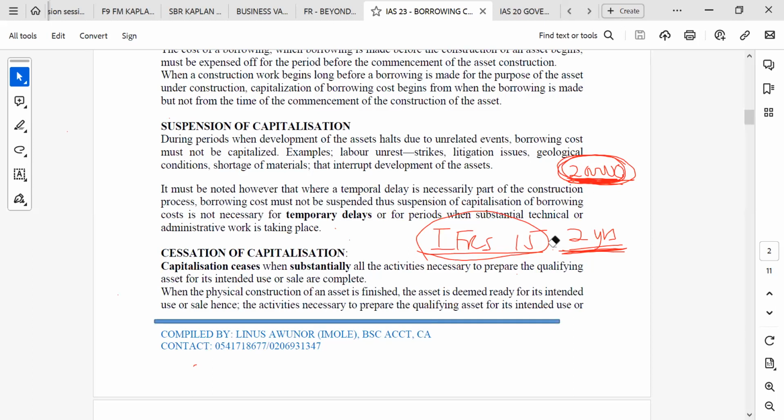They can give you a question in IFRS 15 where you have to apply the principle of IAS 23, which is borrowing cost.